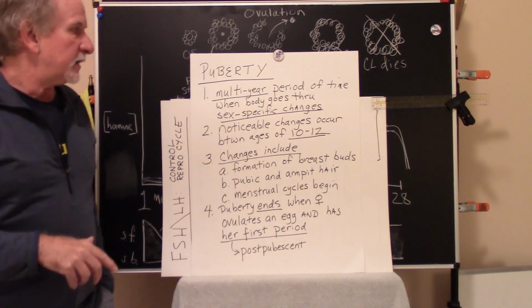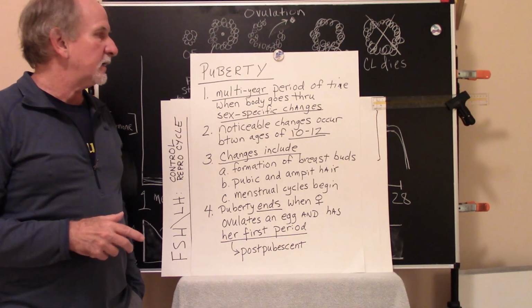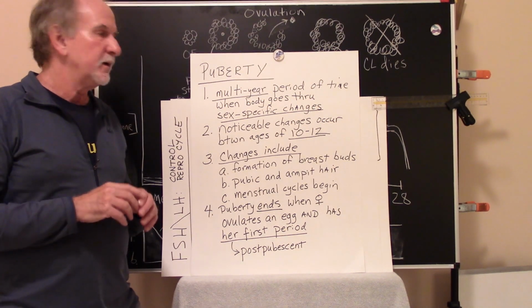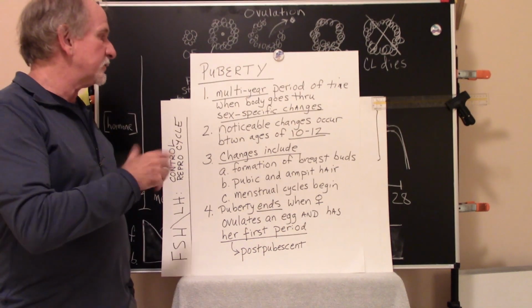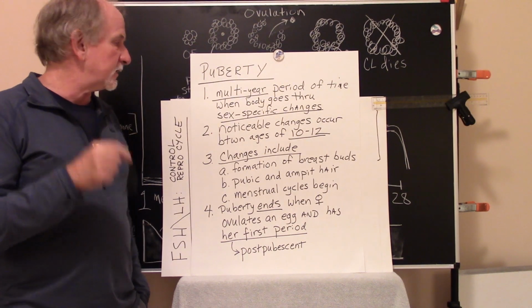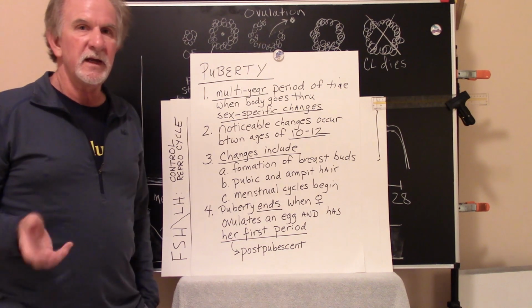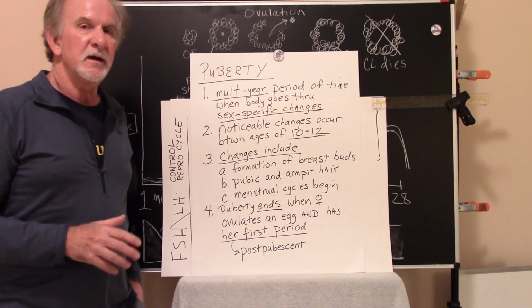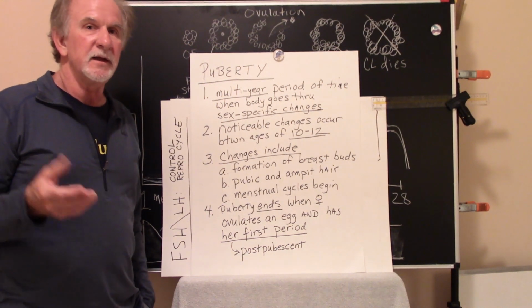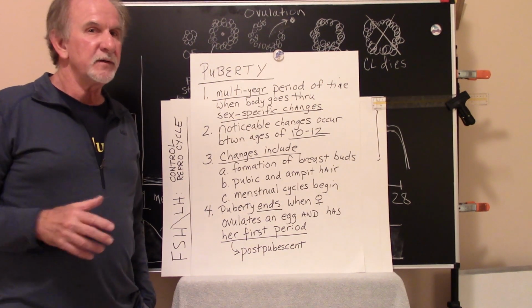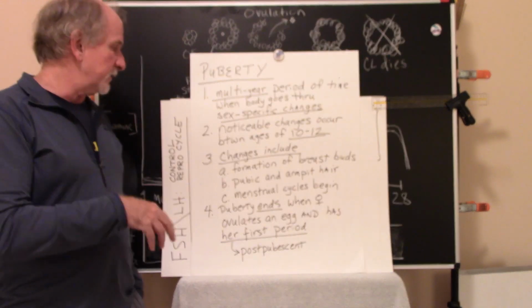So we'll start with just a short look at puberty. And puberty is a multi-year period of time when the body of both girls and guys goes through a number of sex-specific changes. These are real noticeable changes that occur between the ages of 10 to 12. Some can start puberty as early as 8. In some cases, puberty is delayed until a kid is 14, 15, even 16 years old. But in general, it happens during the middle school years.